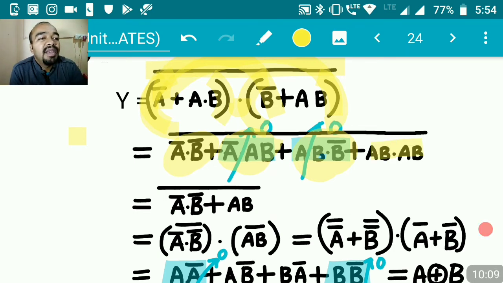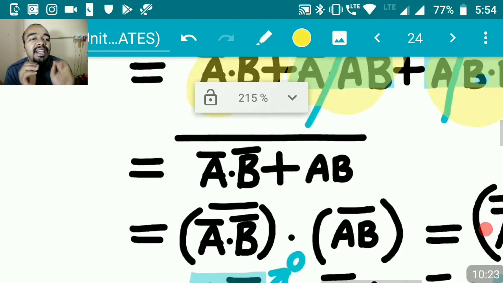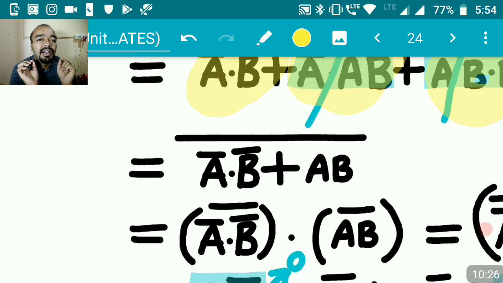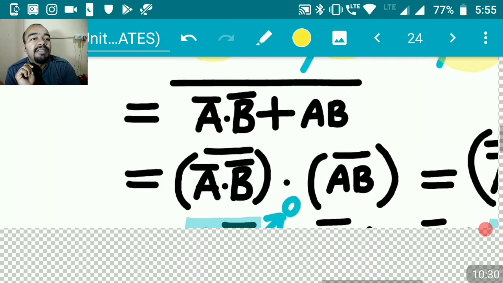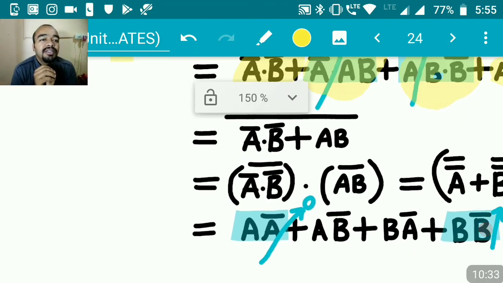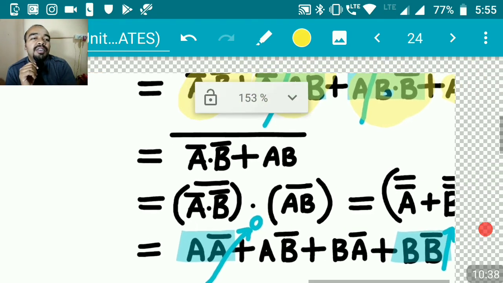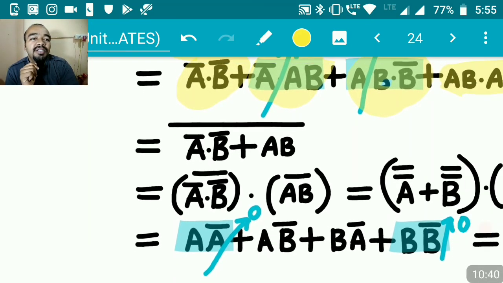Then we have ab and ab, right? a and a is equal to a, b and b is equal to b, so ab and ab is going to be equal to ab. Then we have the reduced equation, that is a bar and b bar, or a and b whole bar. Then we shall again resolve this equation by using De Morgan's theorem. When we do that, the or symbol, whatever we have here, vanishes.